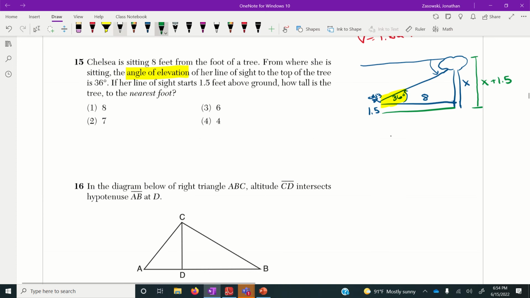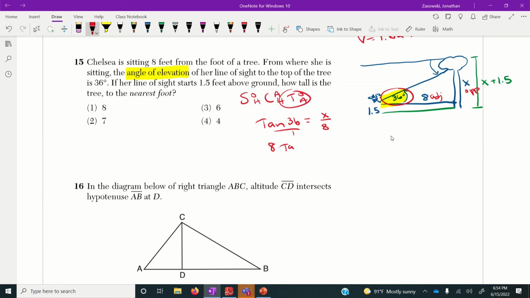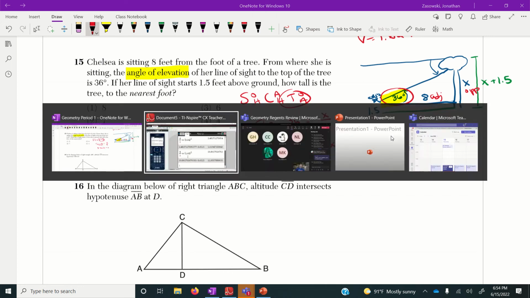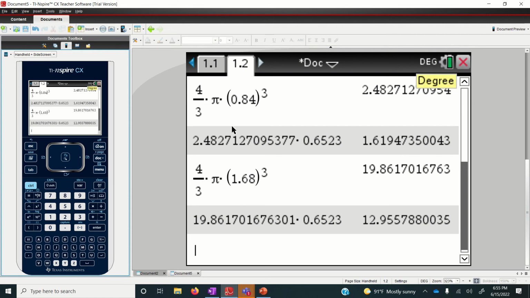So, since we know it's going to be trig, we have a right triangle, and we're talking about an angle, that is going to be SOHCAHTOA, as opposed to the Pythagorean Theorem, which is just side lengths. We label our sides: opposite, and adjacent. Okay, so it's going to be our tangent. So the tangent of the angle, which is 36, is equal to the opposite side, x, over the adjacent, 8. We're going to cross multiply. Anytime we're looking for a side, we cross multiply. So 8 times the tangent of 36 is equal to x. Grab the calculator. Double check to make sure it says degrees. It's in degree mode.